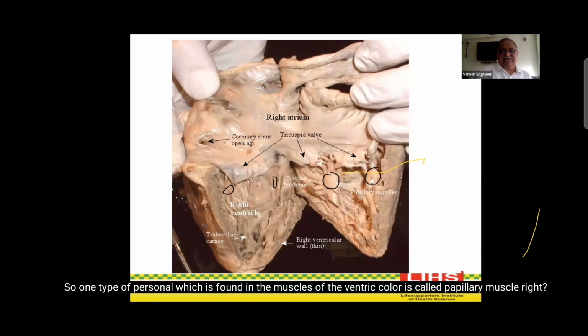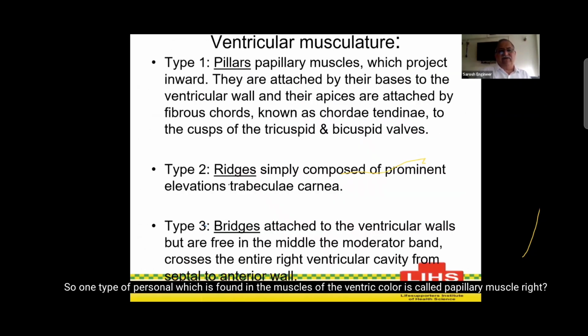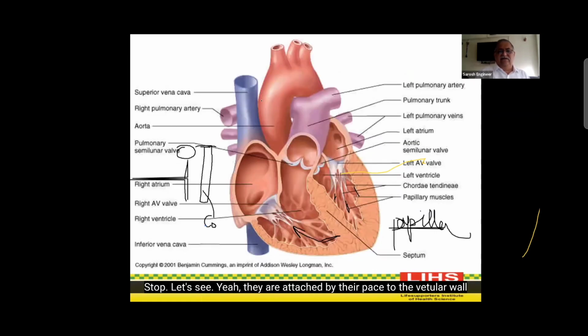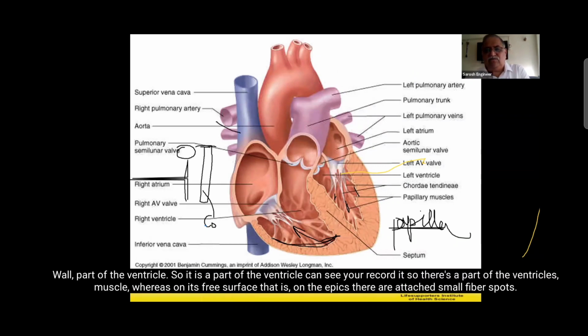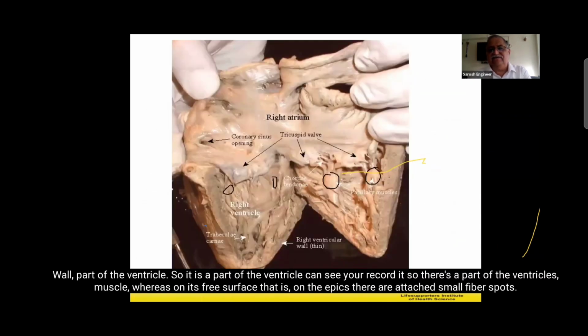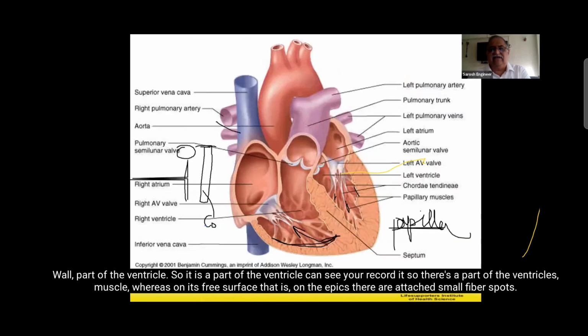So one type of muscle found in the ventricle is called papillary muscle, right? And these papillary muscles are attached by their base to the ventricular wall. Full stop. The base of the papillary muscle is attached to the wall of the ventricle, so it is a part of the ventricle. You can see here we cut it, so it is a part of the ventricle's muscle.